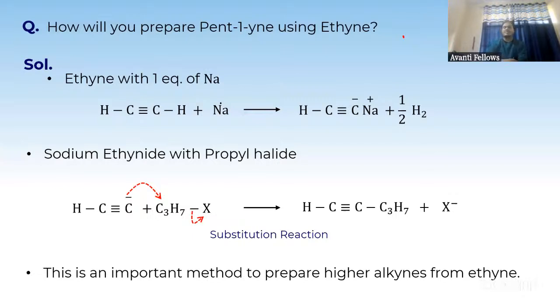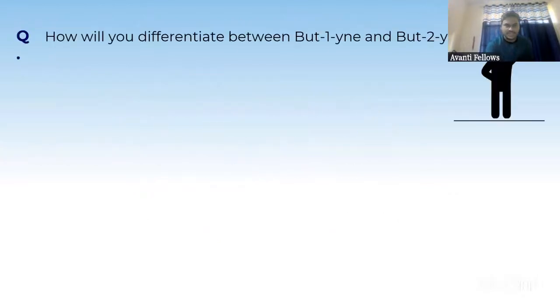So this is an important method to prepare higher alkynes from ethyne. So whenever you want to prepare higher alkynes like pentyne, hexyne, heptyne, you can use this method. Okay. Chalo.